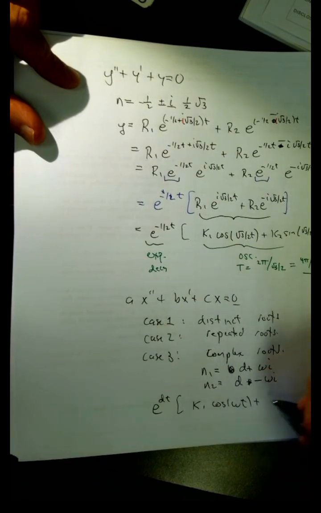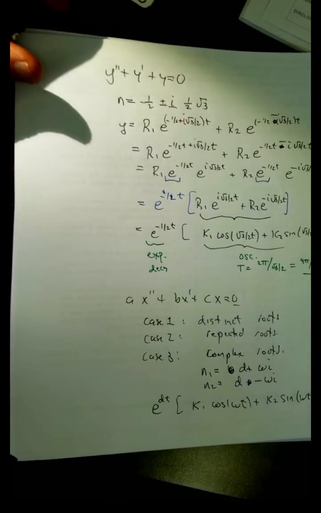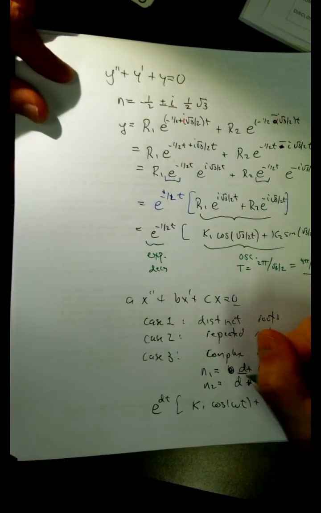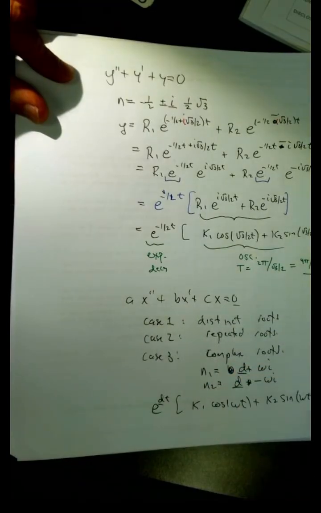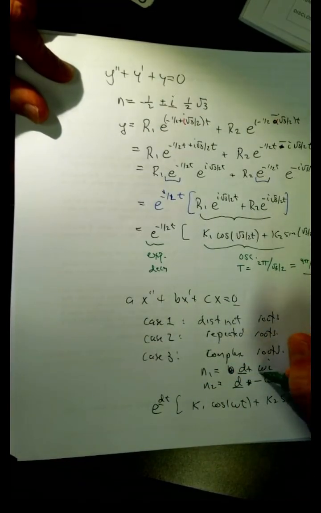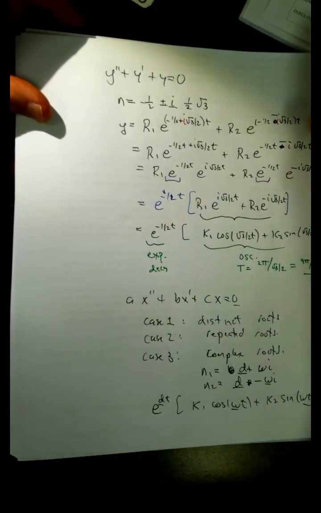And we know the solution is going to look like k1 cosine omega t plus k2 sine omega t. And again, just by looking at the real parts, you know how the amplitude is going to change, and looking at the imaginary part, you know how it's going to oscillate. So let's do another example.